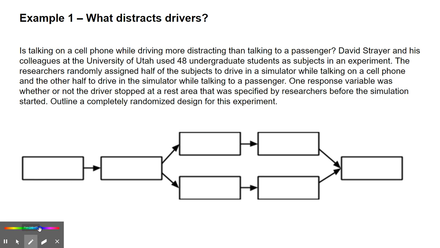So again, the first box is always your subjects, and that would be 48 undergraduate students. I'm going to abbreviate undergrad students. Again, when you do this in Elastic, you're going to be able to actually type in the boxes. The boxes will not be big enough, just keep typing. Okay, so that's our subjects. Then we always do random assignment, every time.